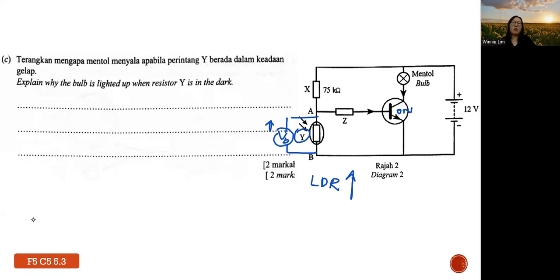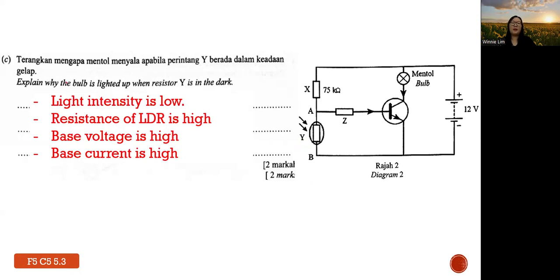Because it is only 2 marks, whichever points I have given, any 2 points will get you the full marks. Like here, I showed 4. Light intensity is low, or dark, resistance high. Then base voltage is high, and base current is also high. Then you can continue to mention the transistor is on and collector current flows. So any 2 points from there, you get the full 2 marks.